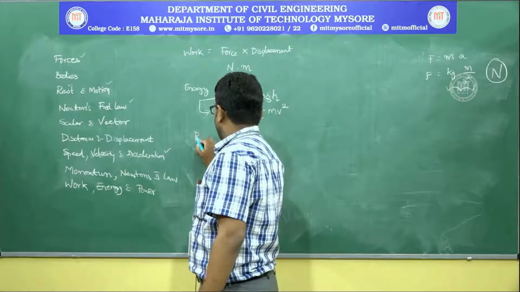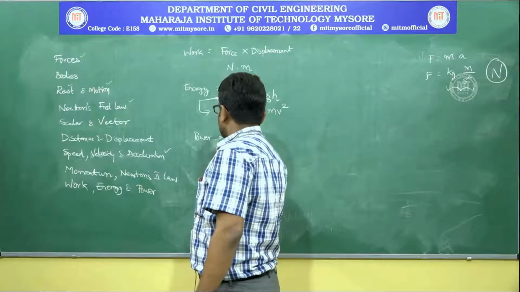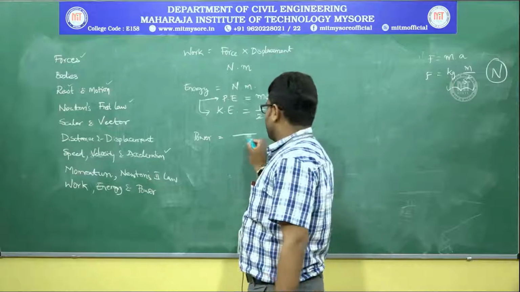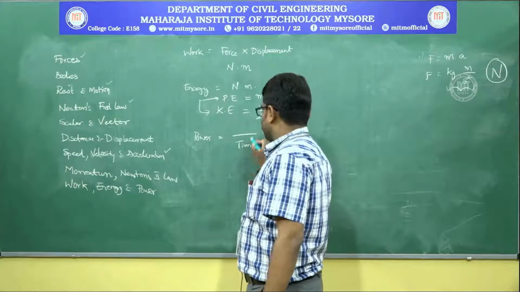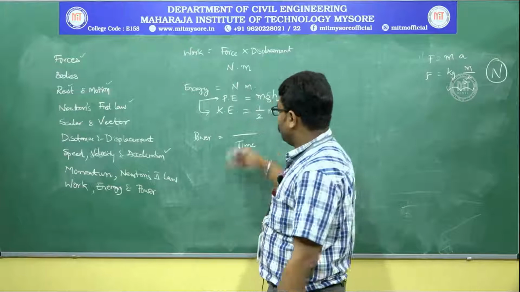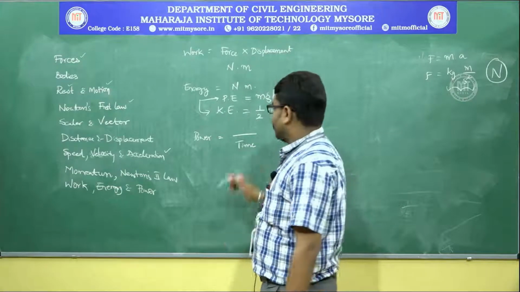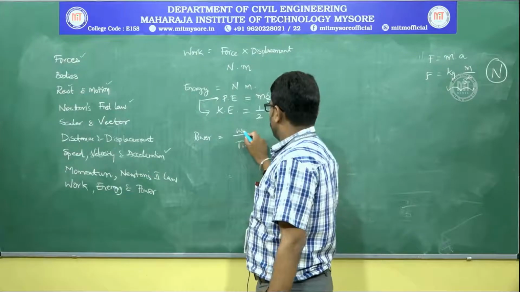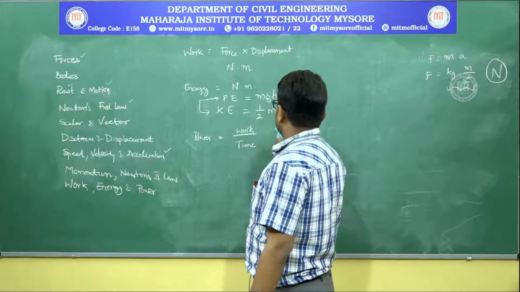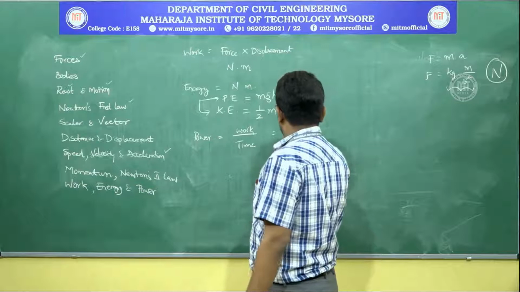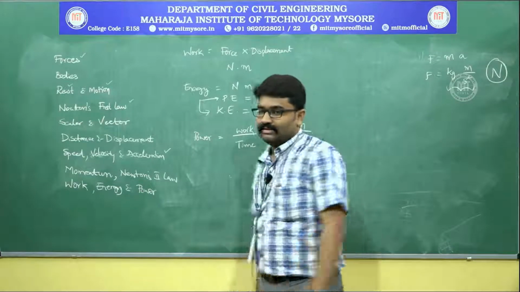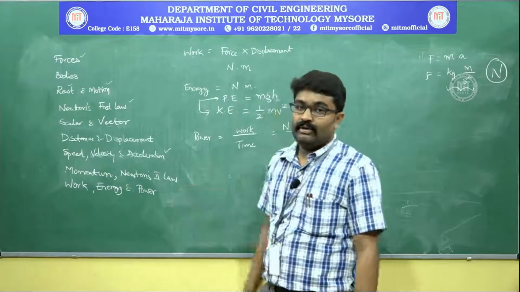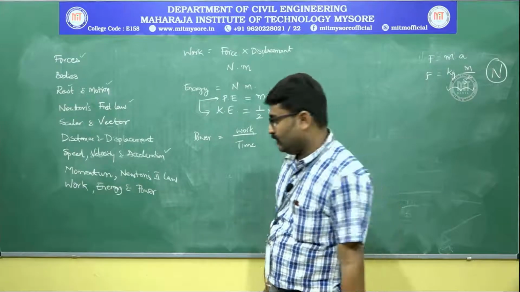And finally you have power. Rate of doing work is called power. Whenever there is rate, I have told you that in the denominator you will have to have time. So what do we have to have in the numerator? It is rate of doing work. That means work by time, that is nothing but Newton meter per second. So this is nothing but the power, rate of doing work.